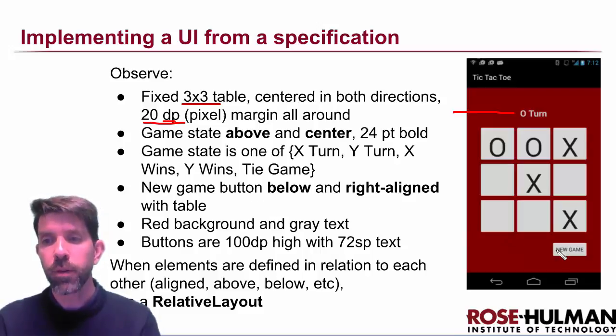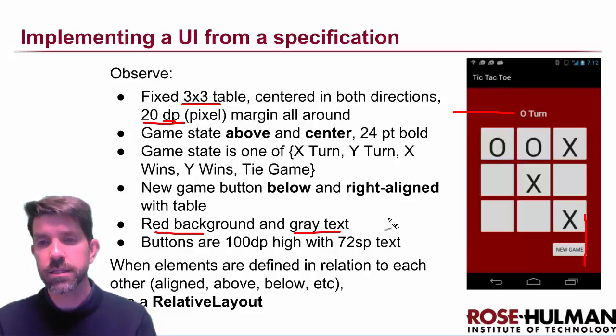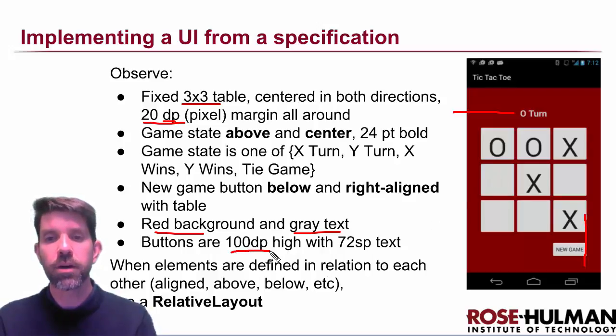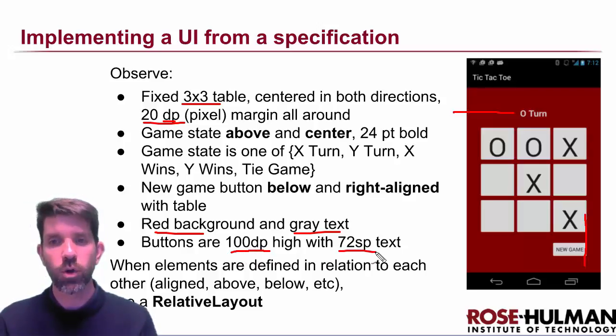We have a new game button below, and it's going to be right aligned with the table. So we want these right here to align up on the right, and relative layouts are going to let us do that. We want a red background. In fact, this is going to be Rose-Hulman red right here, and we'll have some gray text. I'll give you those. And then finally, the buttons here, I just fixed at 100 pixels high. It was an easy way, at least on my screen, to make it look like a square. You can choose something different on the device that you're using. For mine, it worked out well to have 72 pixel high text for the X's and O's.